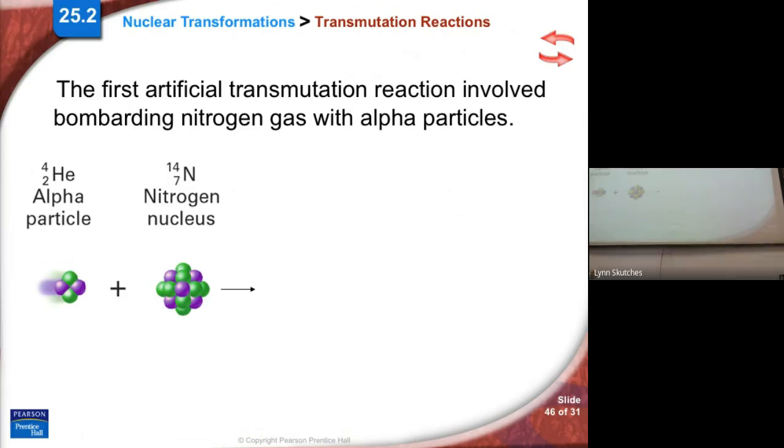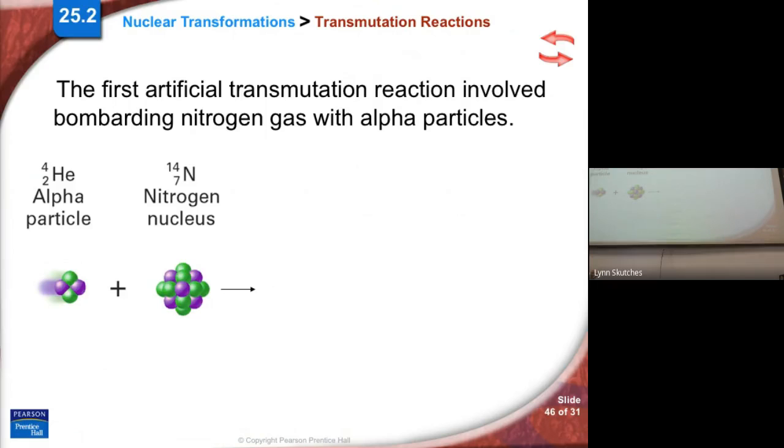Rutherford. Okay, so he's shooting alpha particles at nitrogen. What am I going to get if I do that? Doesn't even matter what they are. 4, 2. If this alpha particle is going at the right speed, hits at the right angle, everything goes perfectly, we stick together. What are you going to get up here? 4 and 14.